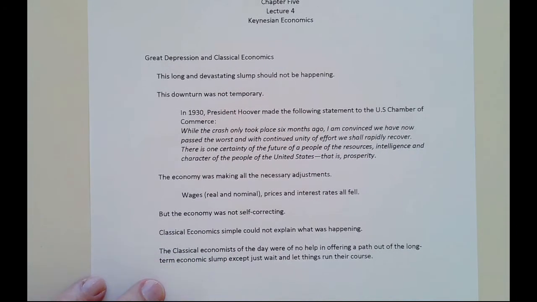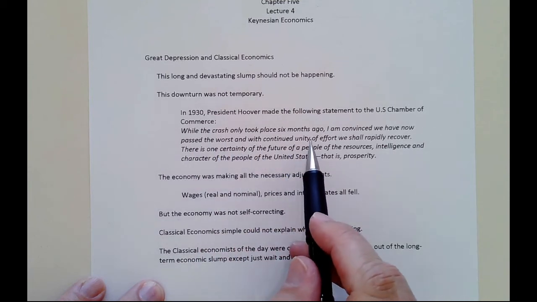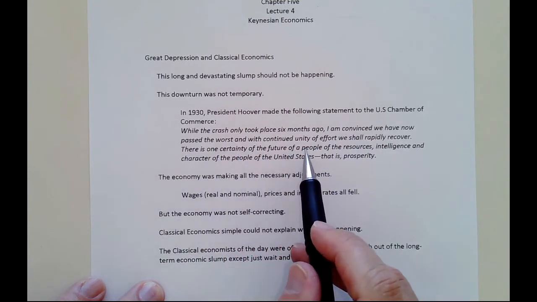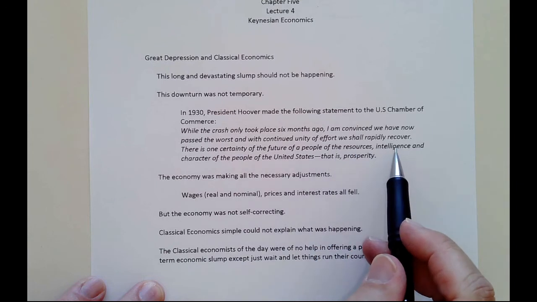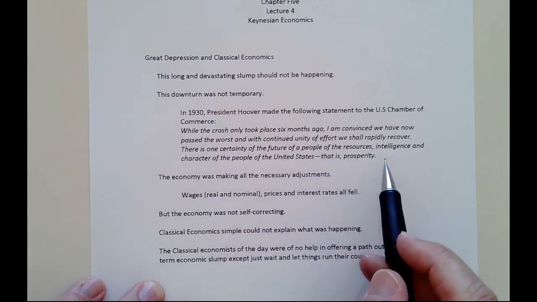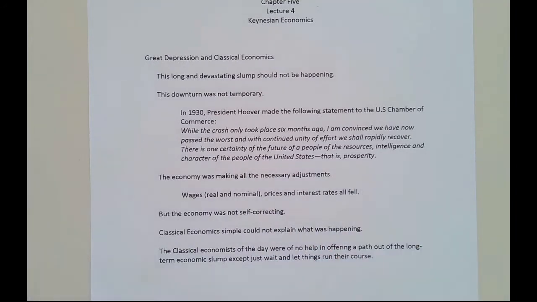In fact, we have a quote here from President Hoover at the time. "While the crash only took place 6 months ago, I am convinced we now have passed the worst, and with continued unity of effort, we shall rapidly recover. There is one certainty of the future of a people, of the resources, intelligence, and character of the people of the United States: prosperity." So prosperity is just around the corner, and that was said time and time again by Hoover and other politicians at the time, but not over. Things just got worse and worse and worse, and lasted again the whole decade of the 1930s.